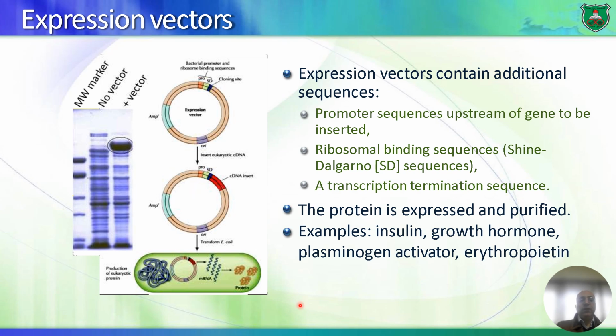So actually, this has worked really well, because now we can produce the human insulin protein inside bacteria, growth hormone, plasminogen activator for blood clotting, and so on. We convert bacterial cells into factories that can produce human proteins, and these proteins are used clinically to treat patients.